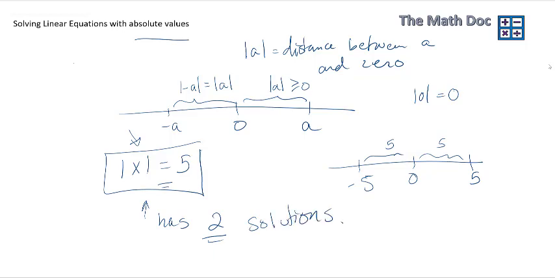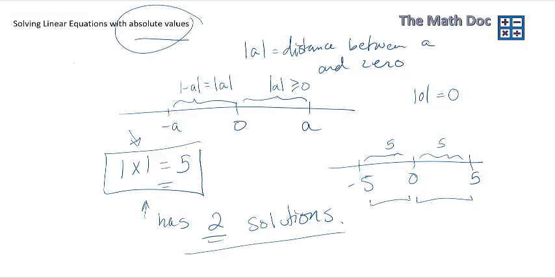Until now, all our linear equations had one single solution, and that is typical for a linear equation. But in this case, because of the absolute value and because it has this symmetry around 0, we actually get two solutions. And that's really one of the most important things you should remember about linear equations with absolute values.